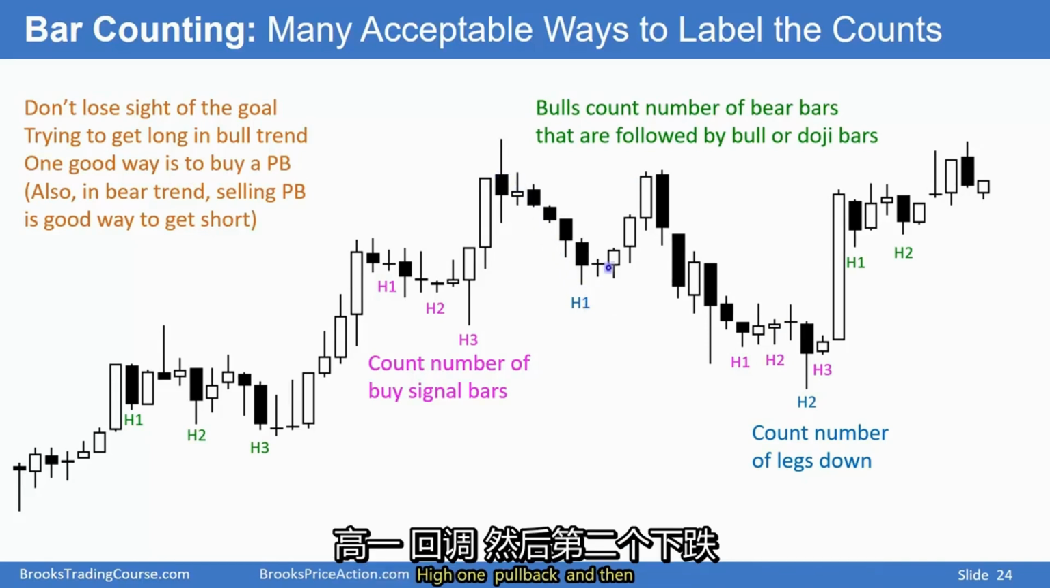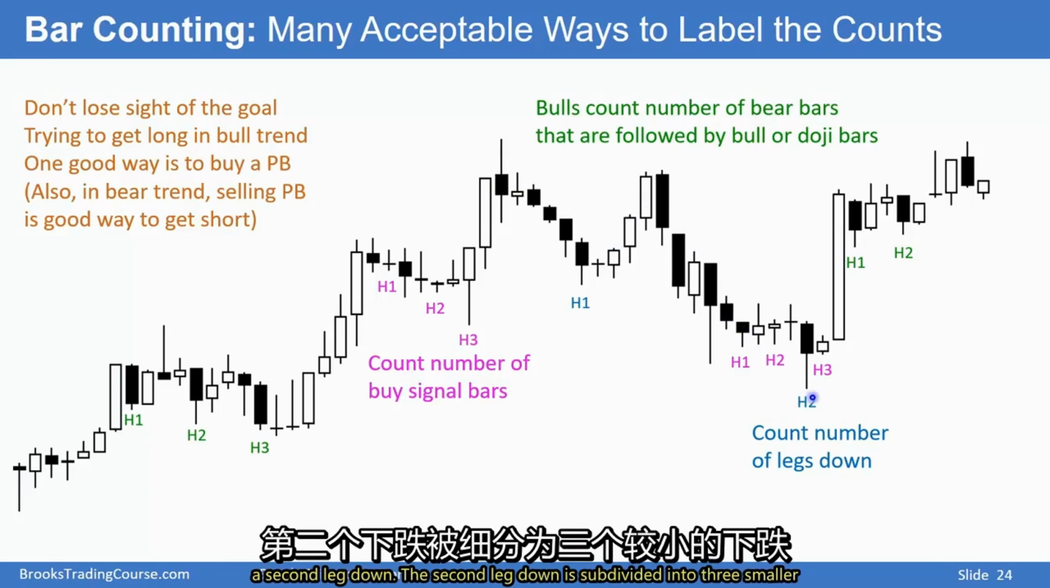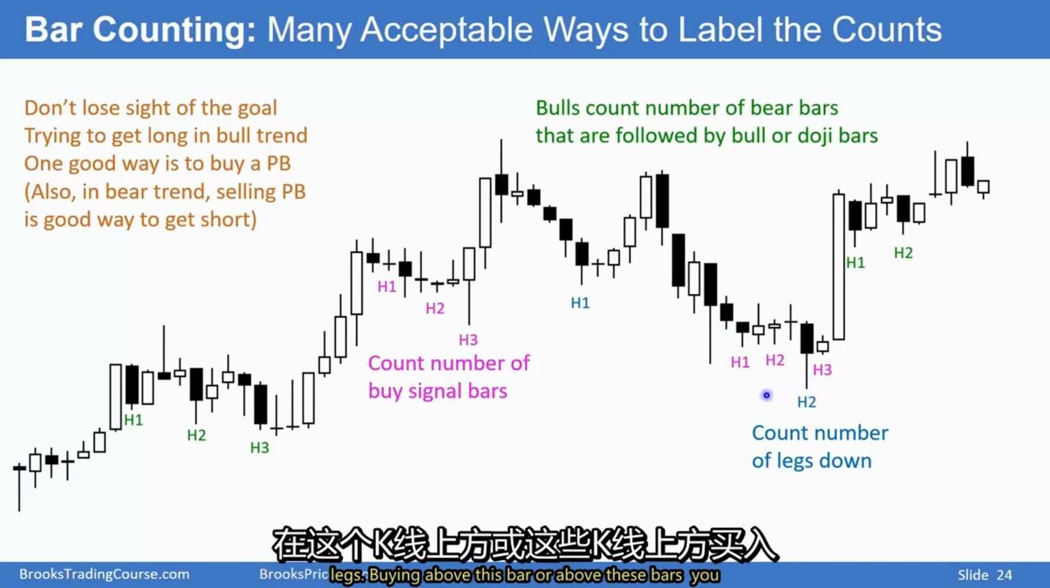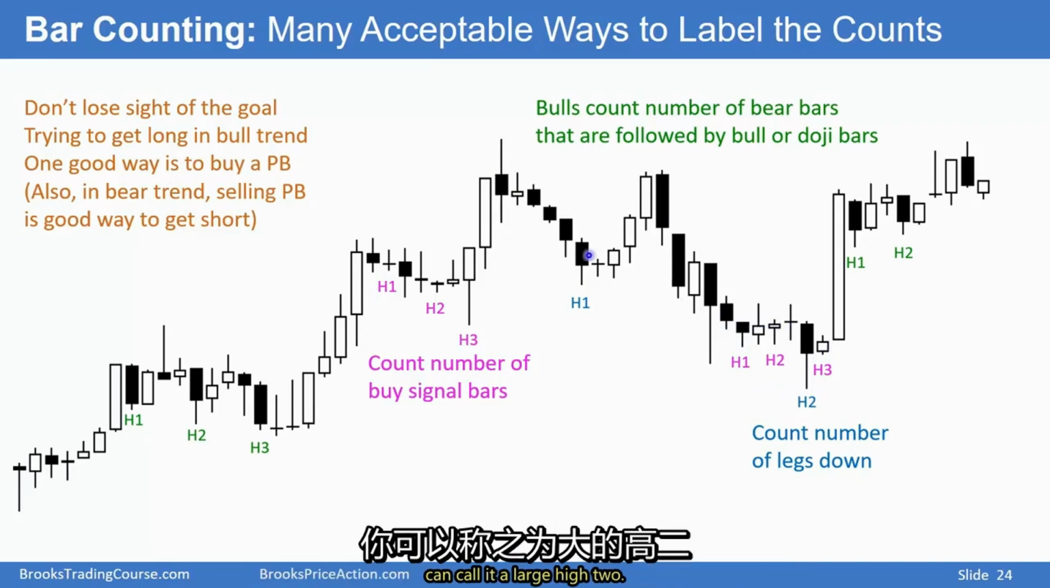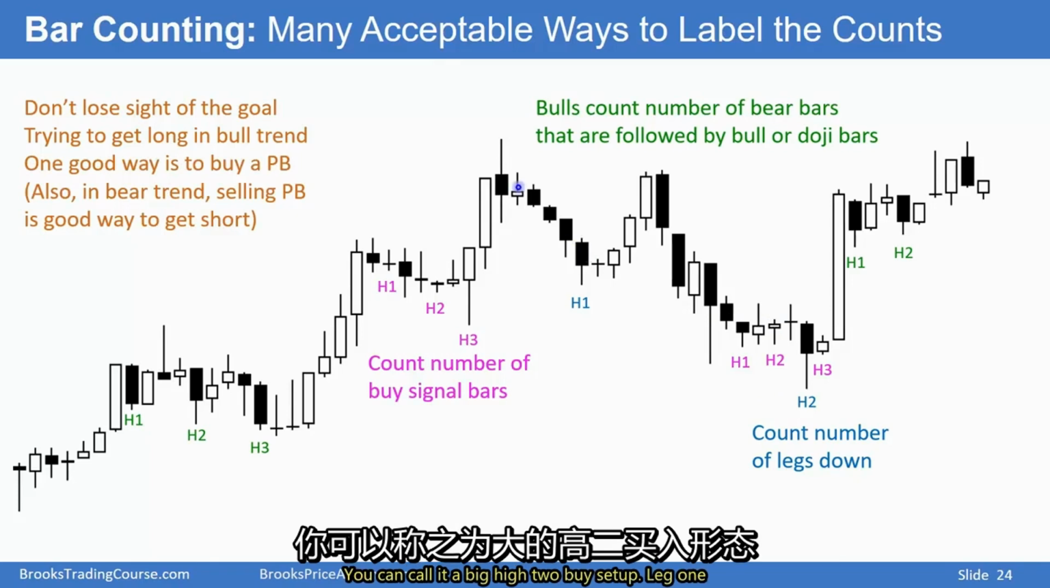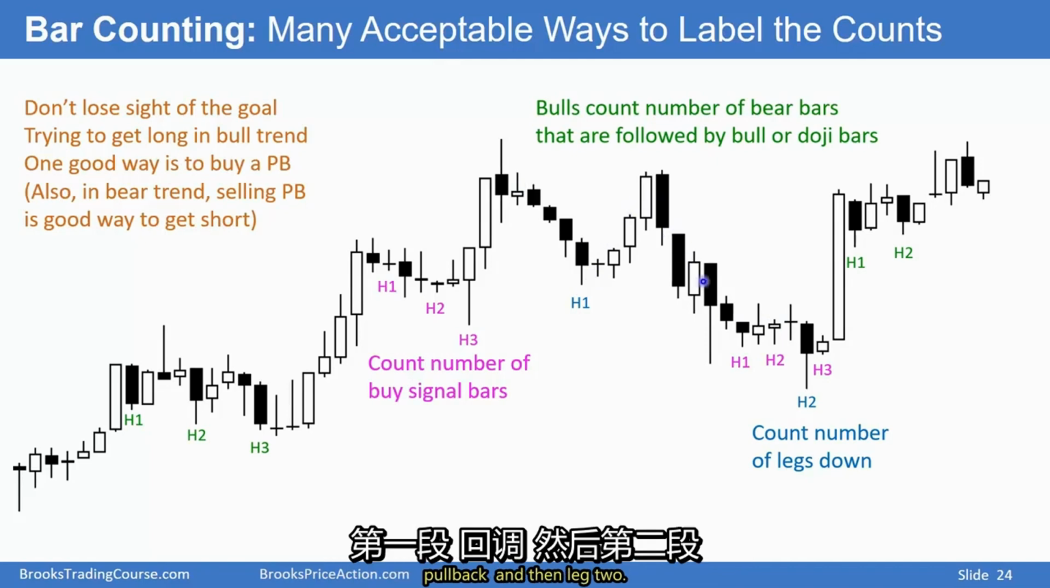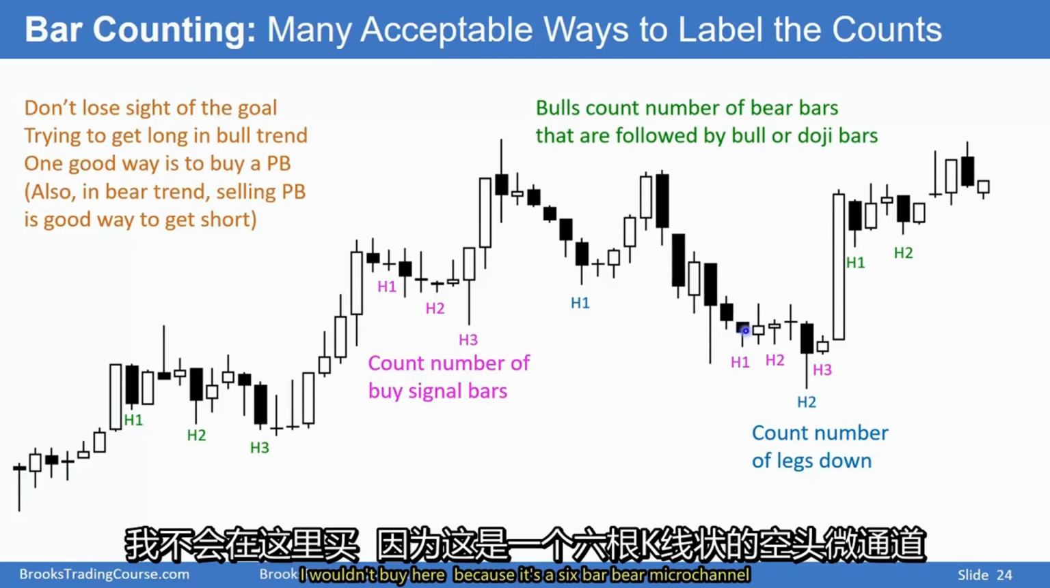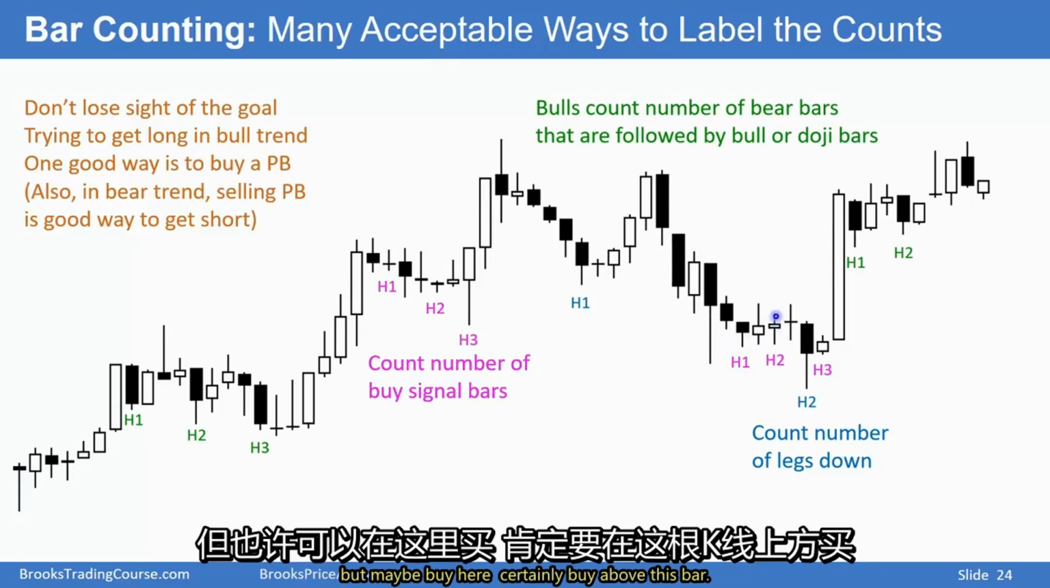So high 1, pullback, and then a second leg down. And the second leg down is subdivided into 3 smaller legs. Buying above this bar or above these bars, you can call it a large high 2. You can call it a big high 2 buy setup. So leg 1, pullback, and then leg 2. I wouldn't buy here because it's a 6-bar bear micro channel, but maybe buy here, certainly buy above this bar.